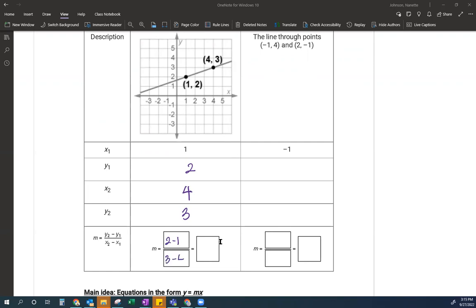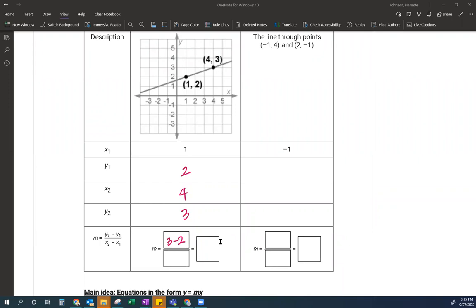The thing that you have to make sure of is that these two are from one point and these two are from another. So these two, wait, did I do that right? Oh, wait, I filled this in wrong. Sorry, I wasn't paying attention. So x1, y1, hold on, sorry. So y1 is 2. I did that right. X2 is 4 and y2 is 3. So then it's y minus y. So that's 3 minus 2, and then 4 minus 1. Okay, I did do that wrong, sorry.